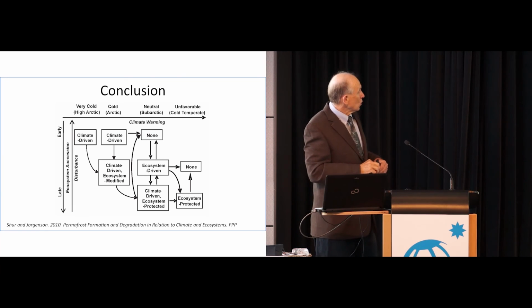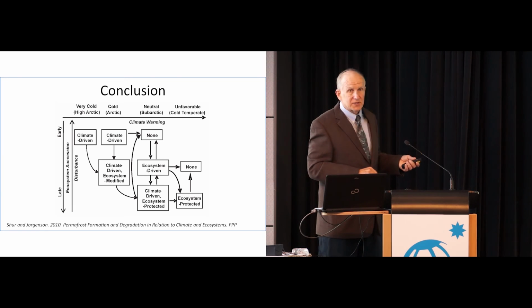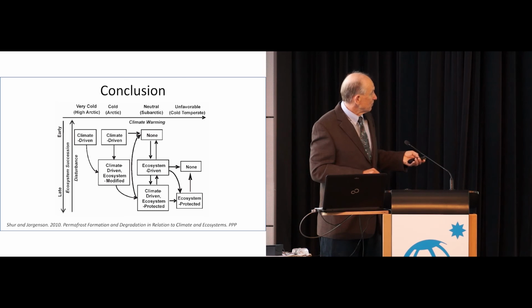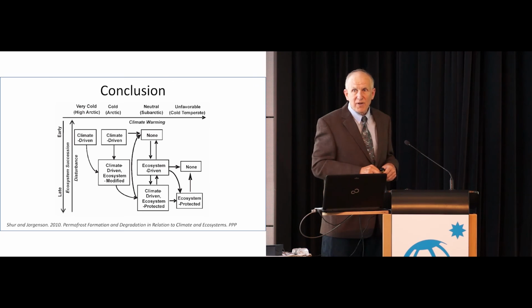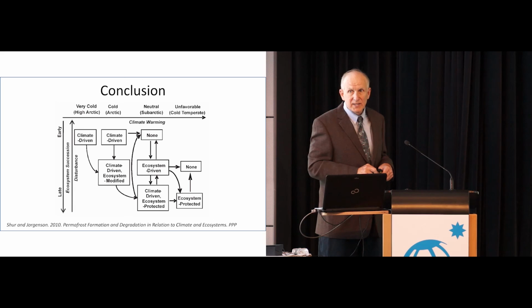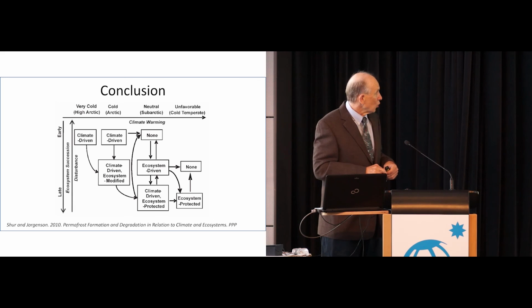So in very cold climates, even at early successional stages, permafrost develops that we term climate-driven permafrost. In a little warmer Arctic conditions, we have permafrost that can be modified by ecosystem processes like I illustrated on the Colville Delta.